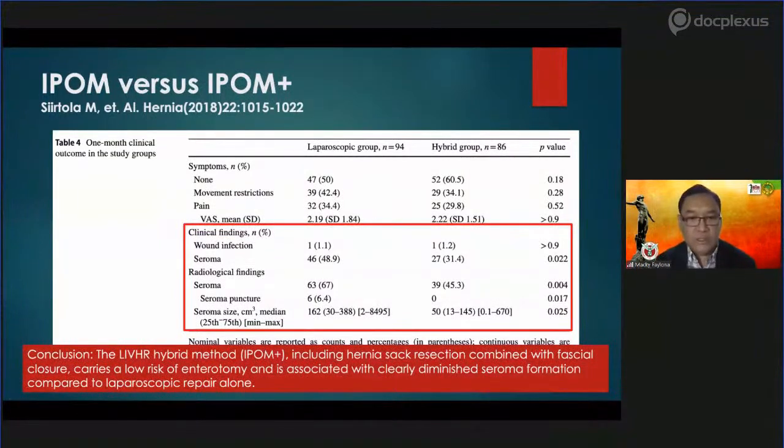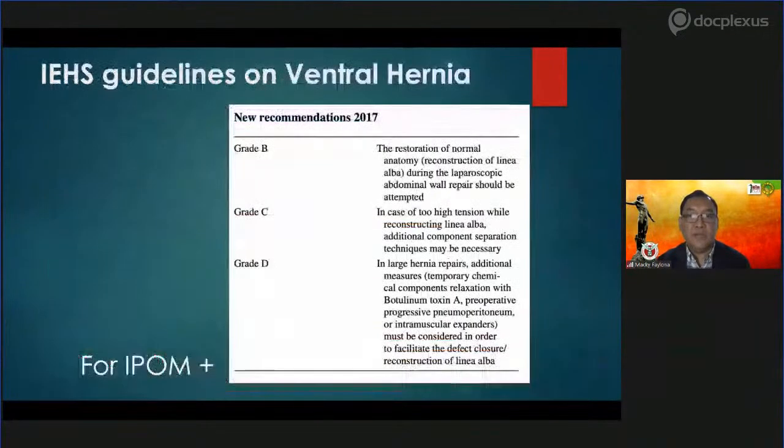So the conclusion in this study is that when you resect the hernia sac and combine this with fascial closure, it actually carries a low risk of enterotomy and, of course, a diminished seroma formation compared to the laparoscopic repair alone. So what does the guideline, grade B, say when you restore the normal anatomy? It's actually recommended if you can do it.